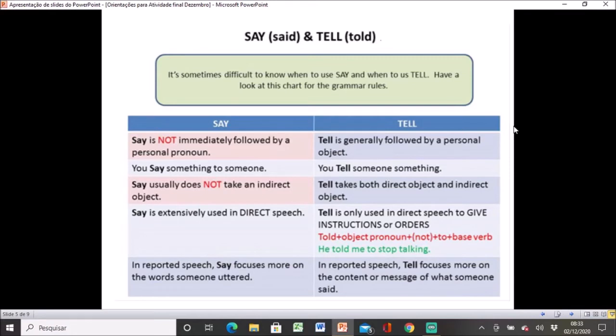Say is extensively used in direct speech. Tell is only used in direct speech to give instructions or orders. Told plus object pronoun plus not, plus to, plus base verb. Example, he told me to stop talking. In reported speech, say focuses more on the words someone uttered. In reported speech, tell focuses more on the content or message of what someone said.